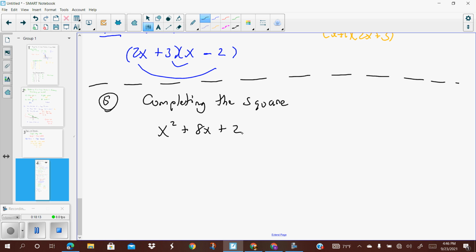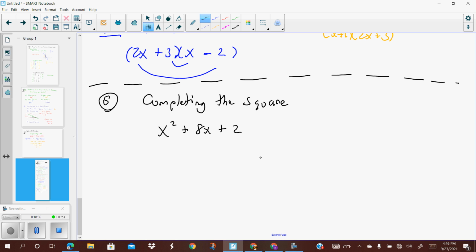Okay, if you look at that one, the first thing you might try is to figure this thing out. So if x and x, factors of 2 are 2 and 1. I can't add or subtract 2 and 1 to get to 8. So that's not going to work easily. There are going to be other methods that we will learn to factor this, but that one's not going to work out nicely for us.